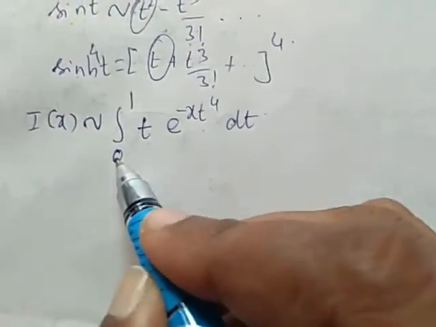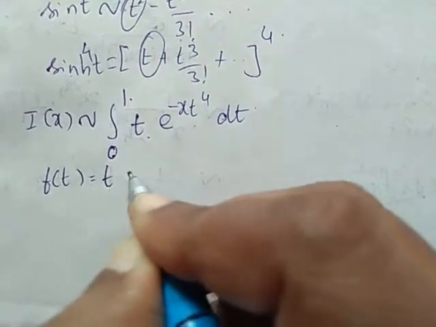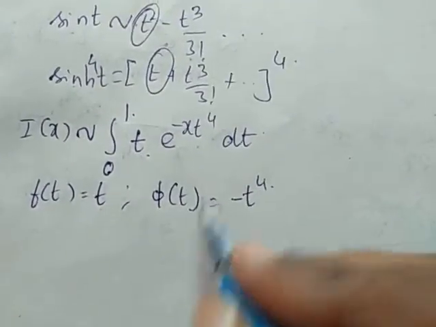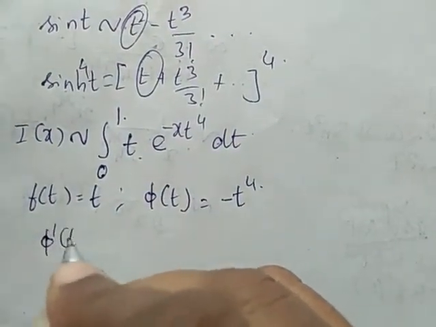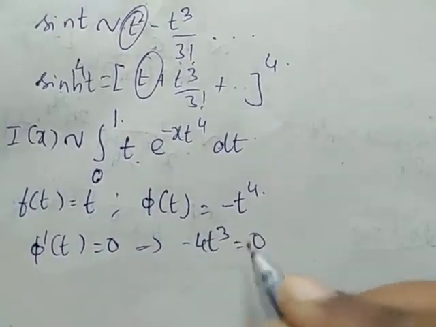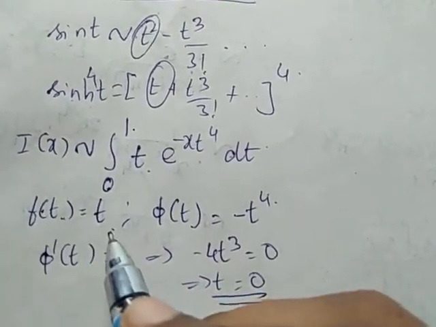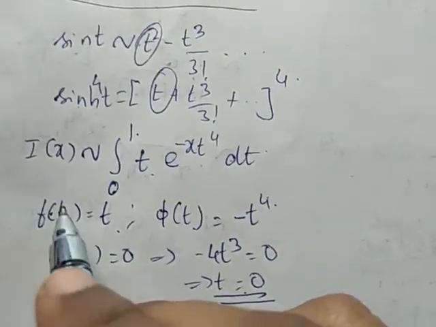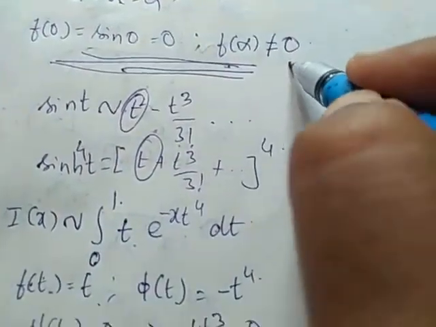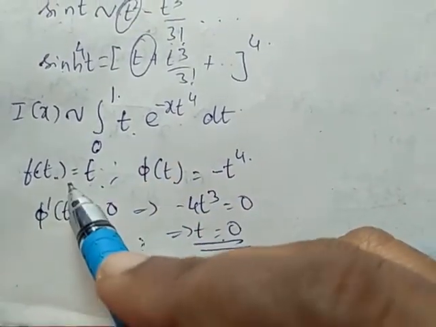So in this case, again a is 0, b is 1. But what is f of t? f of t is t, and phi of t now changes to minus t power 4. To find the maximum point, phi dash of t should be 0. This implies minus 4 t cube is 0, which implies t is 0. Again, when t is 0, f of 0 is 0, but f of alpha should not be equal to 0. Again, we cannot proceed with this because f of 0 is 0 here.